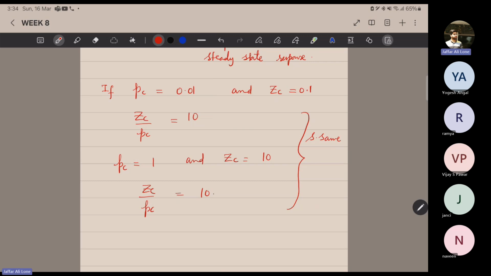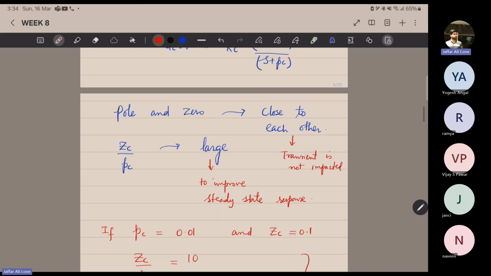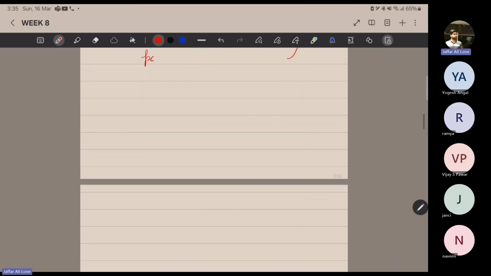So the main thing is, while designing a lag compensator, you have to ensure your ratio of ZC to PC is large. At the same time, in order for the transient response to not be impacted, they should be placed close to each other so that the effect of poles and zeros is cancelled. Right? So now let's do a question.